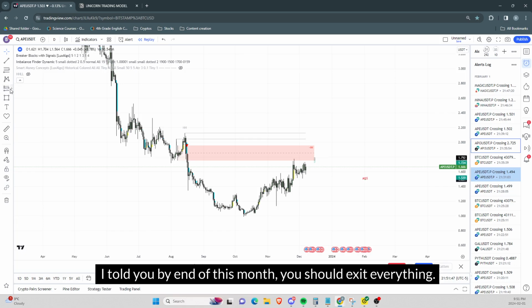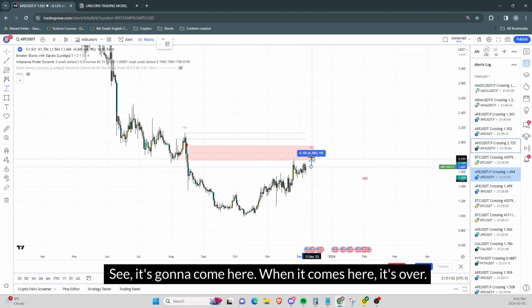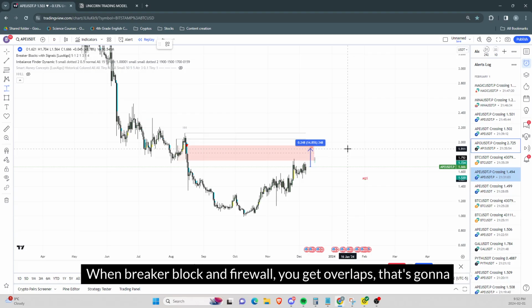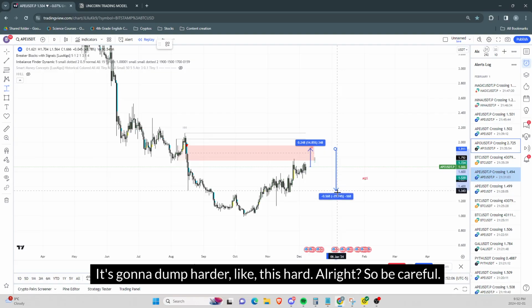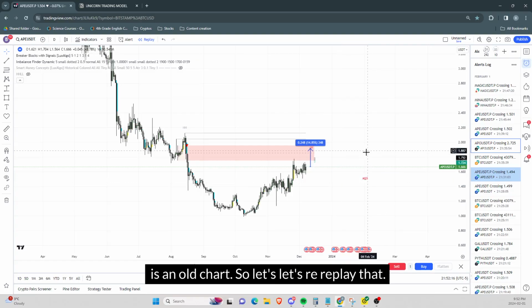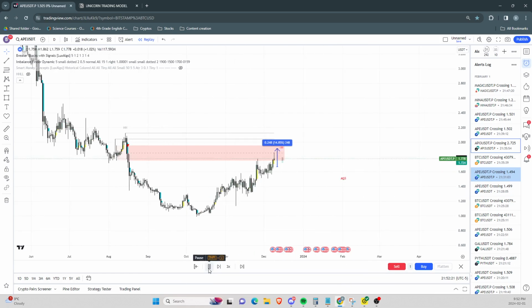I told you by the end of this month you should exit everything, right? This is another example. See, it's gonna come here. When it comes here, it's over. This is a high probability setup. When breaker block and fair value gap overlaps, that's gonna be the end. It's gonna dump harder, like this hard. All right, so be careful. Oh, what am I talking about? This is an old chart. So let's replay that. Oh, you'll understand that.